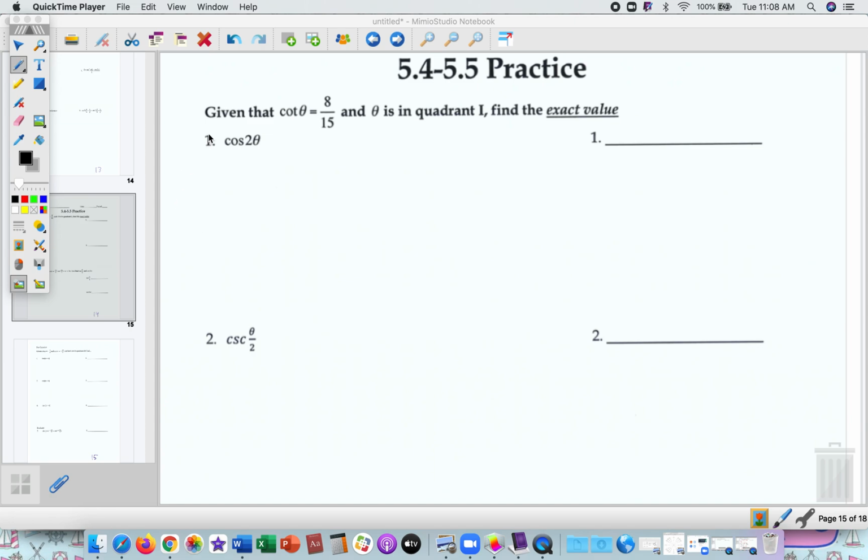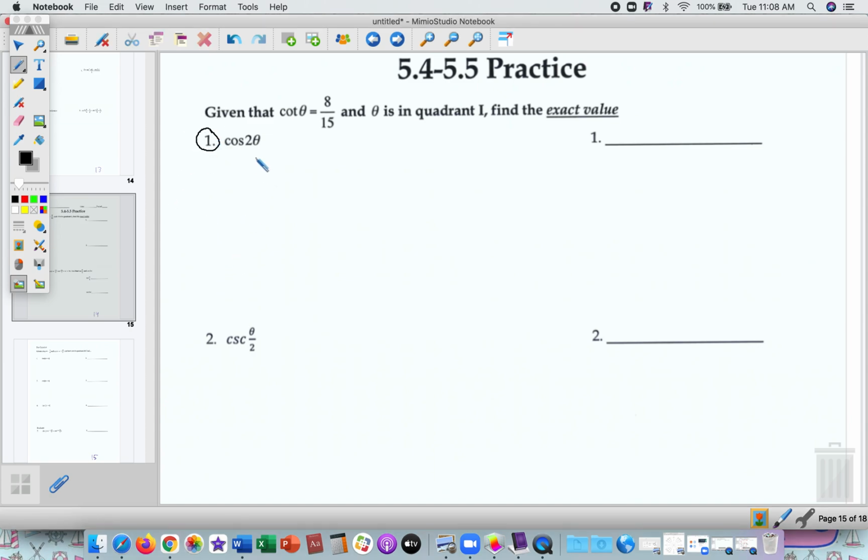On page 14, it says cos 2 theta. Let's write our formula for cos 2 theta. We can write it as different options. So we can write it as cos squared theta minus sine squared theta.